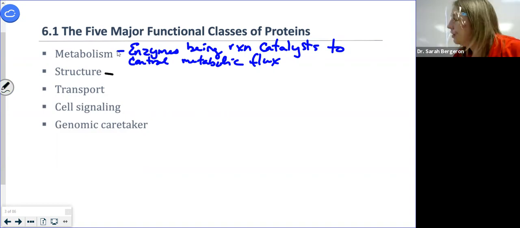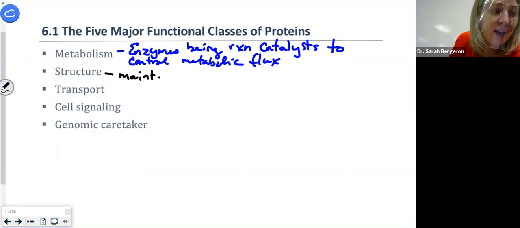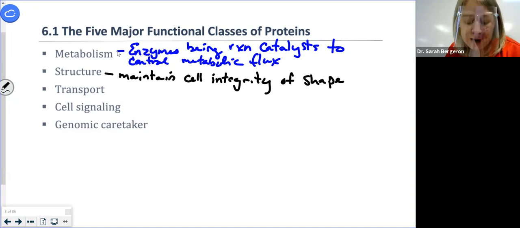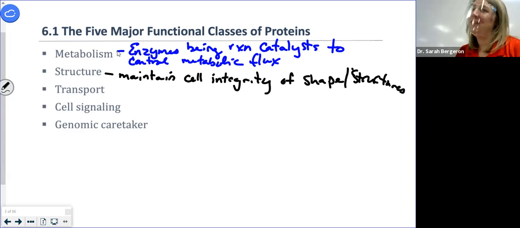Okay, structure. What do we think on these? Like we're going to maintain the cell shape. We're going to maintain the cell structure, that kind of stuff, right? So we're going to maintain cell integrity of shape. You can say shape or structures. Sorry, y'all. Didn't get a PhD in spelling.